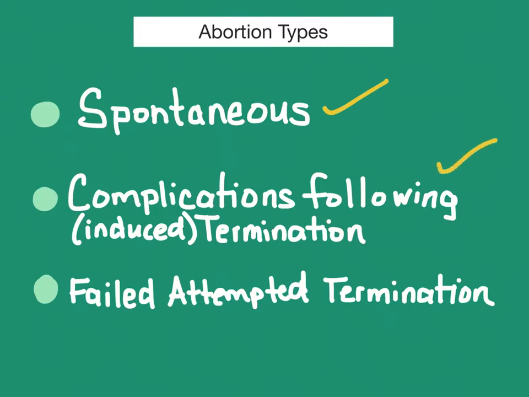Complications following induced termination of pregnancy. This type identifies complications that arise after an abortion procedure, whether the abortion was for therapeutic or treatment purposes or whether it was for elective reasons. And then failed attempted termination of pregnancy. This type identifies when an induced abortion fails and the patient is actually still pregnant.